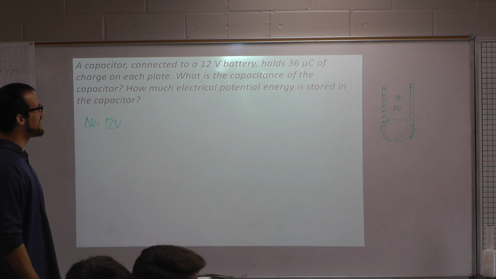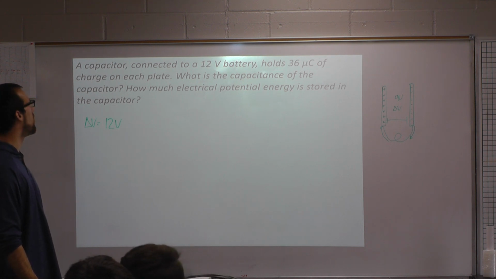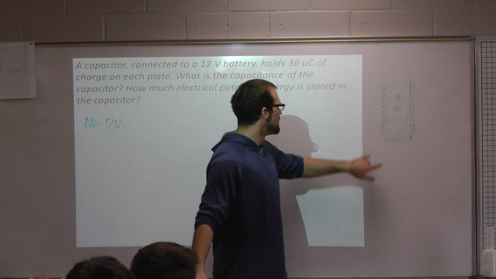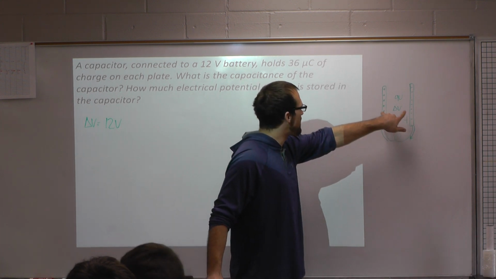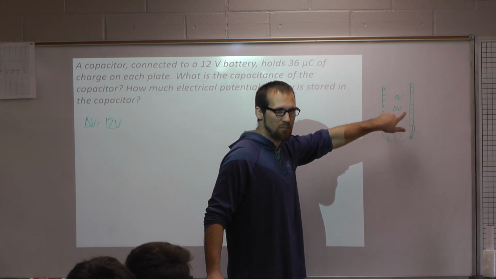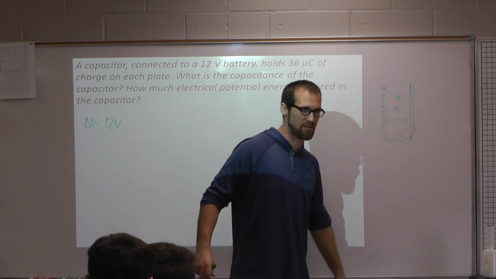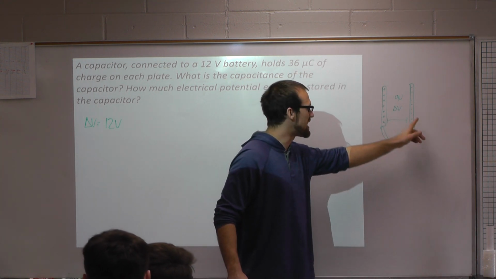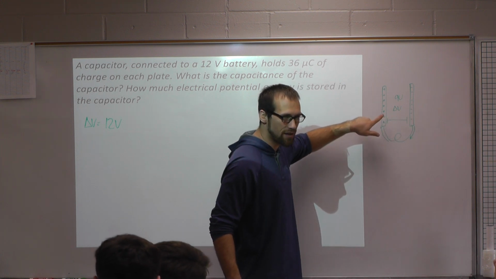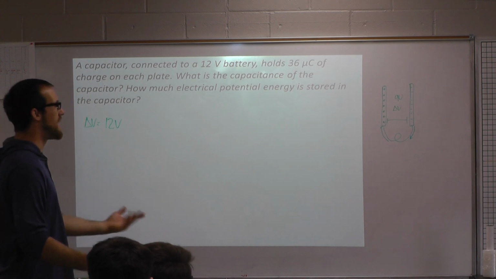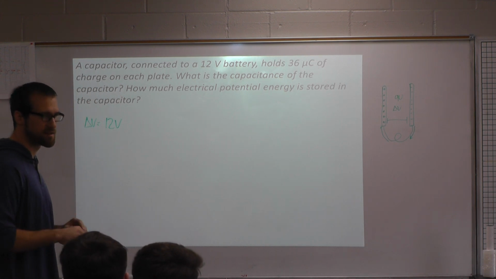Then it says the charged plate holds 36 microcoulombs of charge. What that means is the positive and the negative, they're the same, right? One's just a positive 36 microcoulombs, the other's a negative 36 microcoulombs. Because what you're doing is taking electrons from one and moving them to the other. That's the overall charge between the plates.